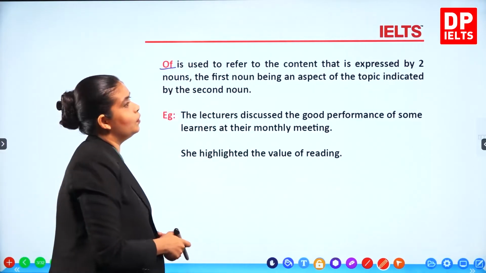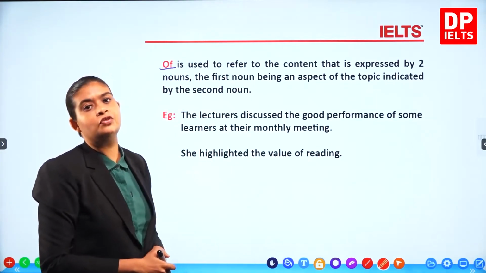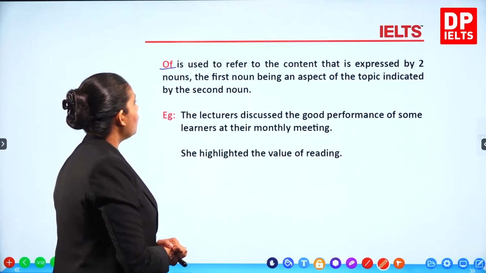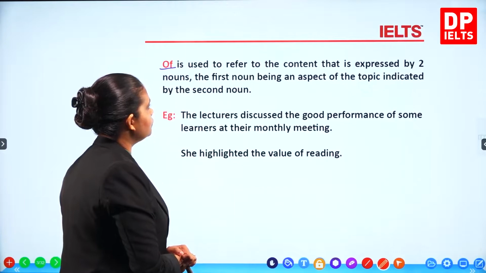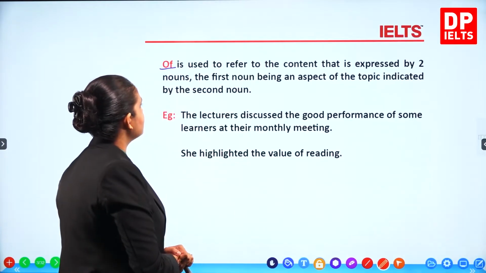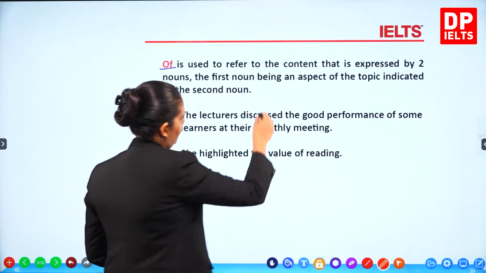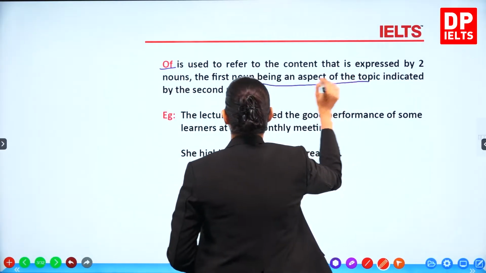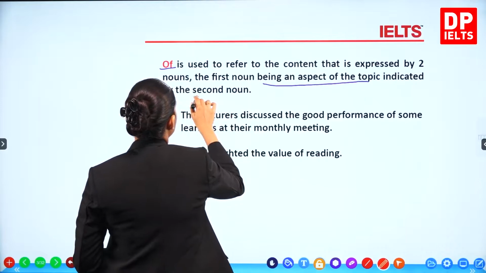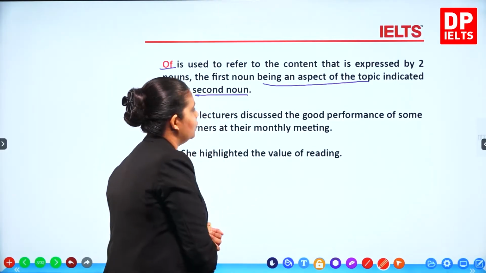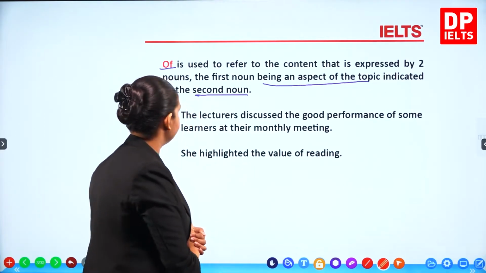Of. Now, we had of before, but that was for different reasons. Now, this is for a different context. Of is used to refer to the content that is expressed by two nouns, the first noun being an aspect of the topic indicated by the second noun. Let's have a look at what it really means.